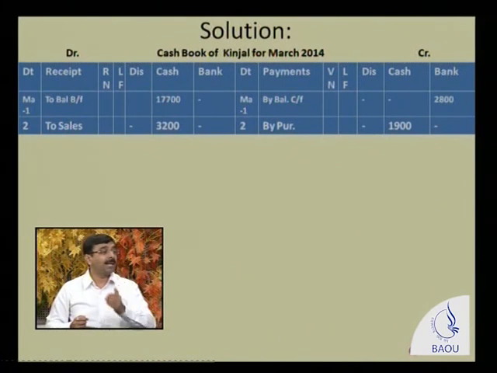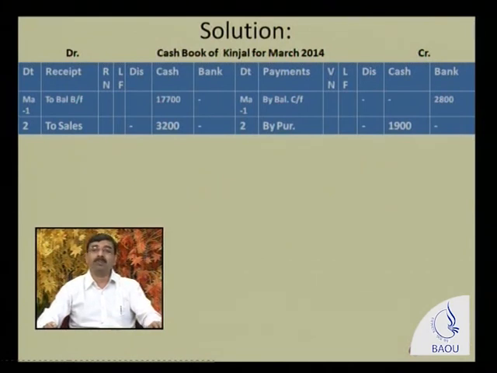And in the other case, we have a purchase of goods. So goods come in and cash goes out. So the journal entry is purchase account debited to cash account. See on the payment side, date the second, opposite name is purchase. It's written on the payment side, and in the cash column you can see 1,900 rupees of purchase amount.